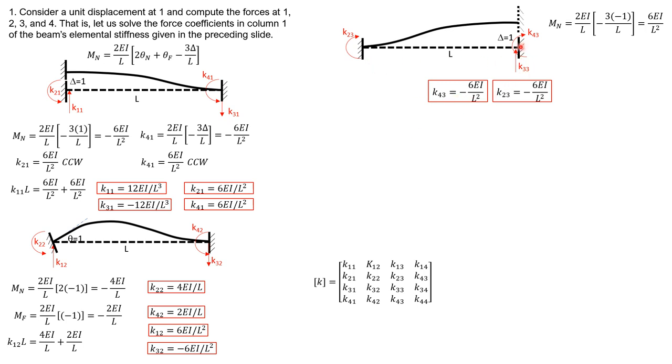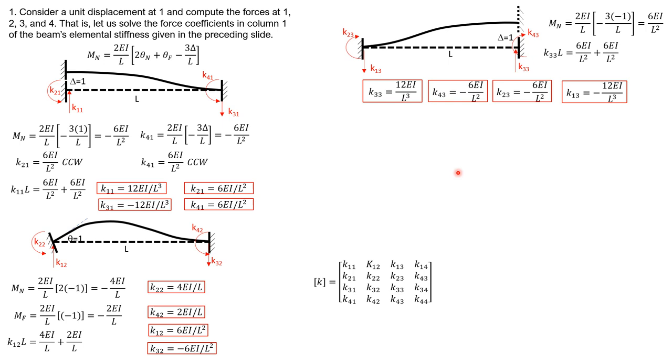To solve for K33, we sum up moment about 1. So K33 times L equals K23, which is 6EI over L squared, plus K43, which is also 6EI over L squared. Therefore, K33 is 12EI over L cubed. And K13 is the negative of 12EI over L cubed.